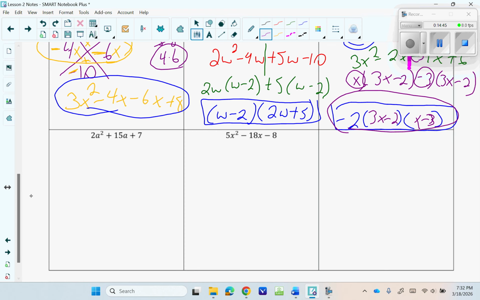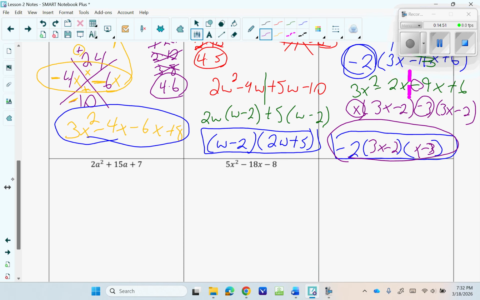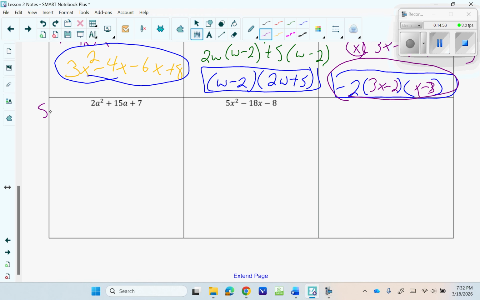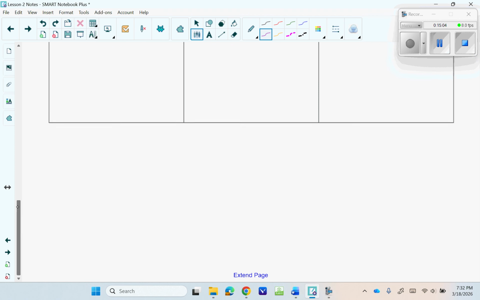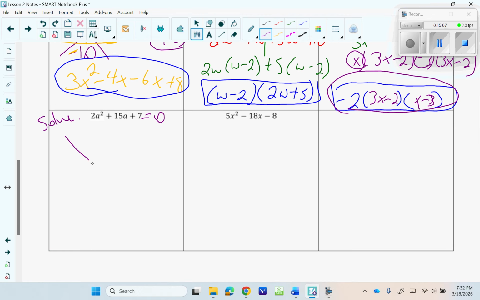I want to do one more, and I'm going to change the rules a little bit. So all of these we factored, but what if I said, I want you to solve it? So solving, it's going to look like this. It's going to be set equal to 0. So we're going to treat it the same way. We're just going to take it a step further. So the first thing I would do is I would do the x. So let's see, this is going to be 14, and this is going to be 15. So two factors of 14 that add to give me 15. So 14 and 1. And that is going to replace my middle term.